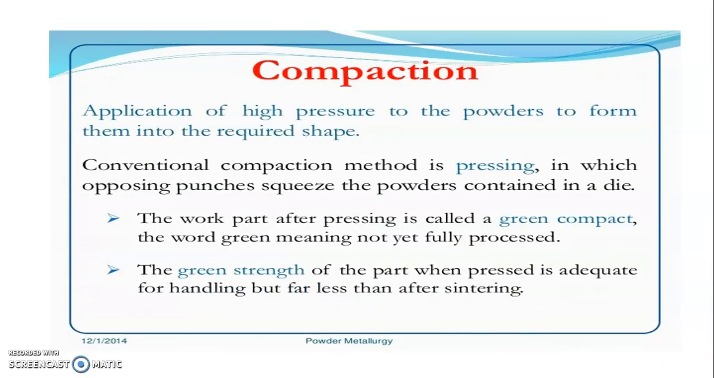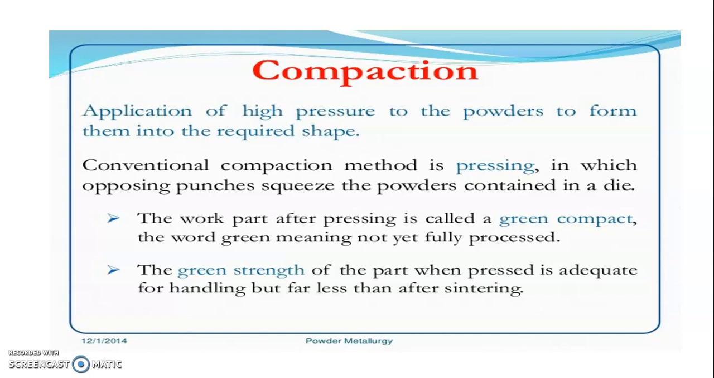Then compaction: application of high pressure to the powders to form them into a required shape. We use high pressure to make the required shape. The conventional compaction method is pressing, in which opposing punches squeeze the powder contained in a die. The work part after pressing is called the green compact. So after the compaction process we get the green compact as the product. The word green means not yet fully processed, so it is an intermediate product.